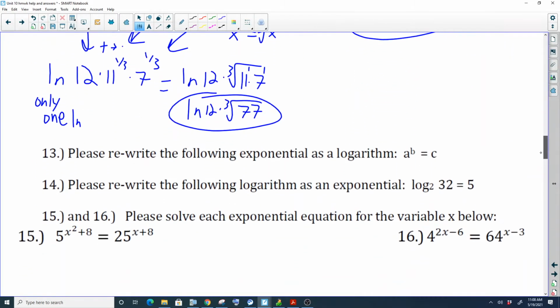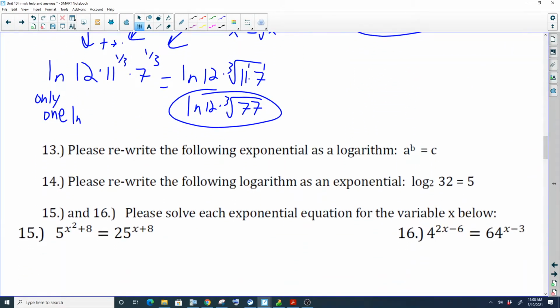Okay, let's see here, next one. Ooh, number 13. So please write the following exponential as a logarithm.